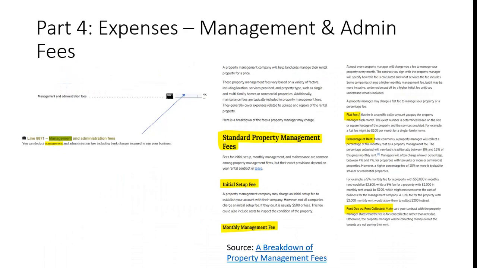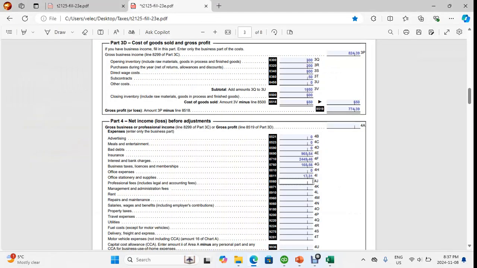All right, so moving on to management and admin fees. This is line 8871. When it comes to management and admin fees, we're looking at property management, for example. Standard property management fees include an initial setup fee as well as a monthly management fee, which could be a flat fee or a percentage of your rent. In this case, we'll declare this one as zero.